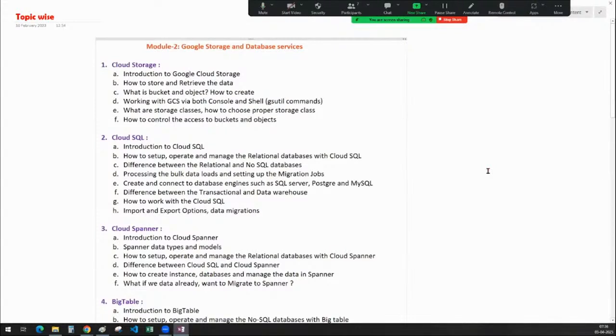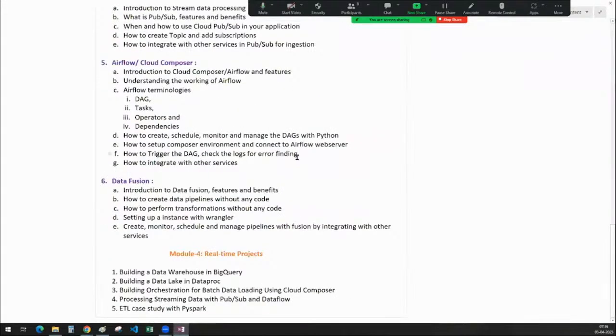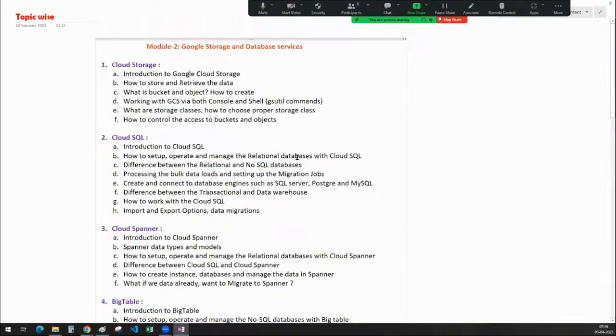As I mentioned, Google Cloud Platform is providing a pool of cloud computing services such as Google storage and database services, as well as big data services. Here also you can see Google Big Data Services. These are the things that we are going to discuss in our session, guys. Google storage and database services. The very first service that we are going to discuss is Google Cloud Storage.